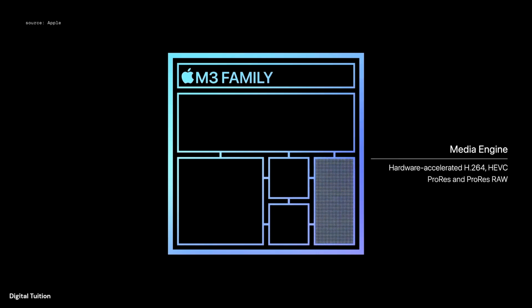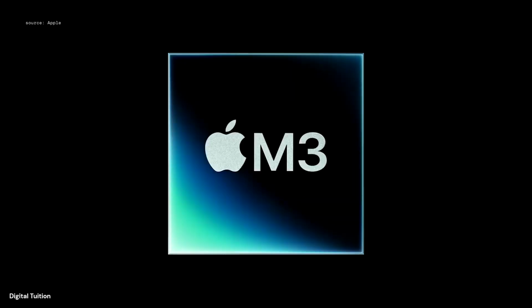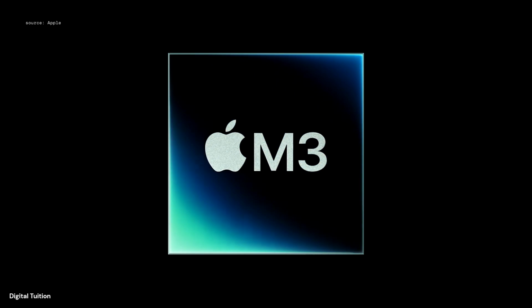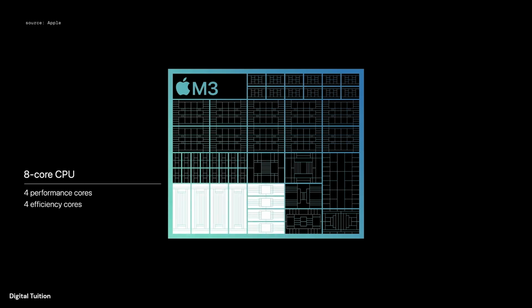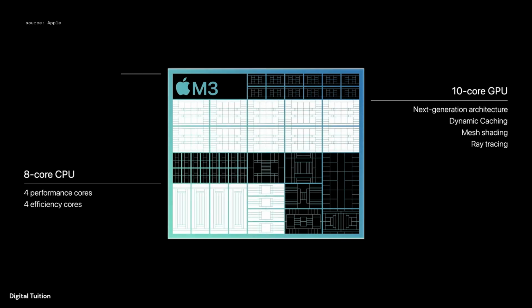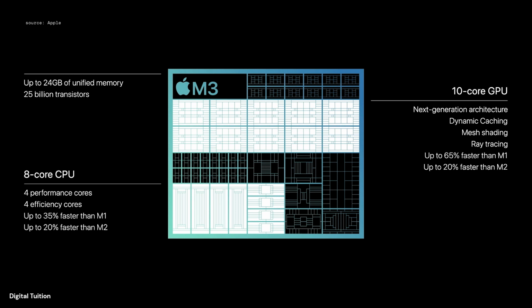The M3 family has also our advanced media engine for hardware acceleration of the most popular video codecs. And now it includes support for AV1. Starting with the M3 chip, which delivers phenomenal performance for our most popular systems. It features an 8-core CPU and our next-generation 10-core GPU, and is up to 65% faster than M1.